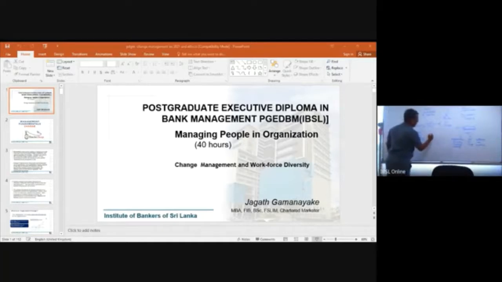The third method of resistance reasons was developed by Kotter, the scientist. What he said is that he identified four reasons. What are the four reasons?